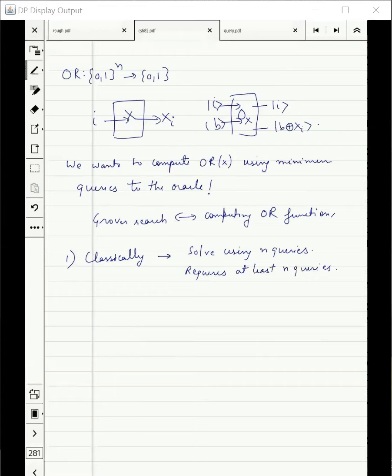How can we say that any classical deterministic algorithm will require at least n queries? Can someone give an argument? Any deterministic algorithm which solves OR has to query all the n bits. Seems obvious. Why? Because for each element, it has to know whether the output is 1 or not. Right. If my algorithm only queries n minus 1 places, then there might be one place where it has not queried. And my input could have been 1 there. And then my algorithm will output the answer incorrectly.